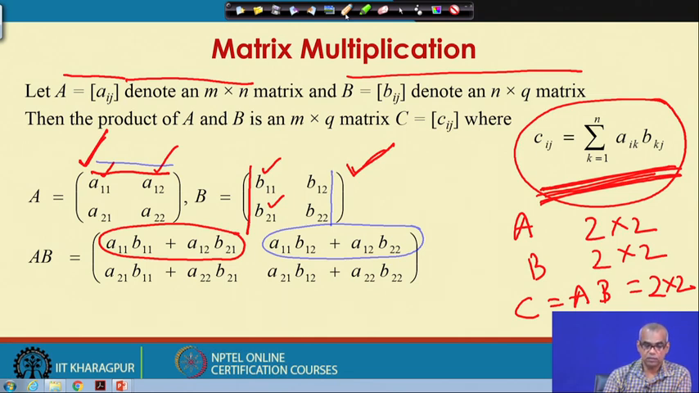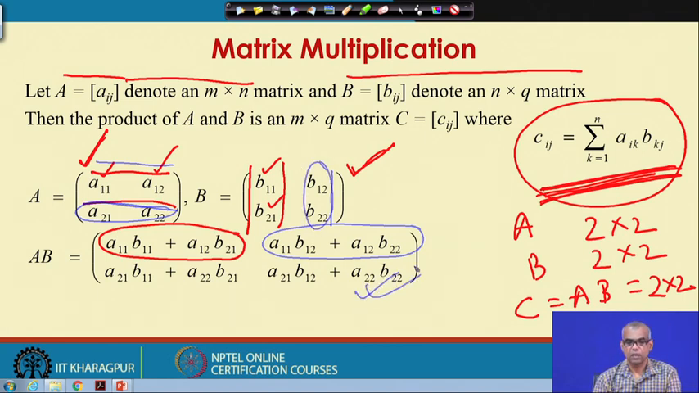Similarly, the 2 1 element will be obtained as this multiplied by this, and the 2 2 element will be this multiplied by this. So, it will be this. So, this way you can perform matrix multiplication.